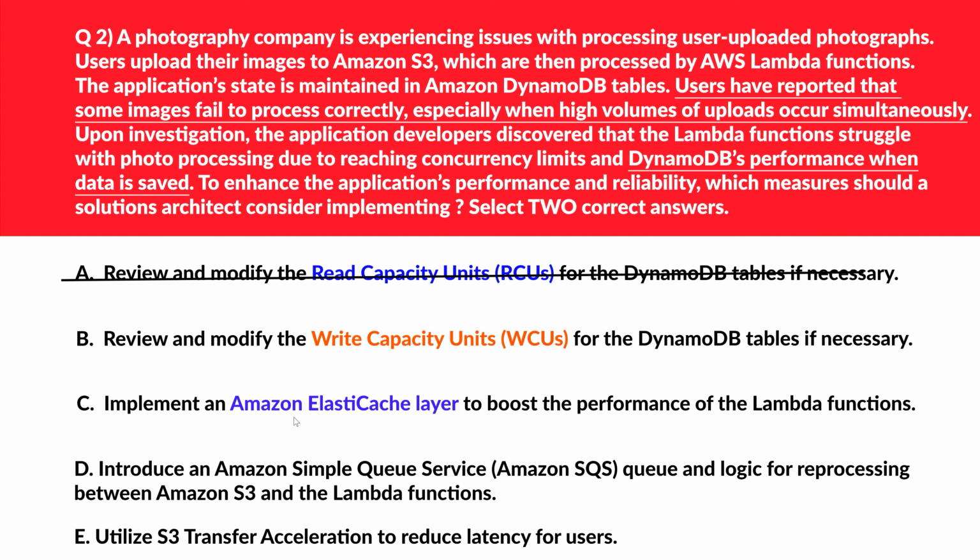C says implement an Amazon ElastiCache layer to boost performance of the Lambda function. ElastiCache cannot solve the problem of concurrency with Lambda or performance issues with DynamoDB. Moreover, as mentioned in the previous question as well, with the hint which I have given, if the question is about DynamoDB, then for caching related problems, DynamoDB Accelerator can be the best fit if there is an option present. Hence, for now, ElastiCache is incorrect.